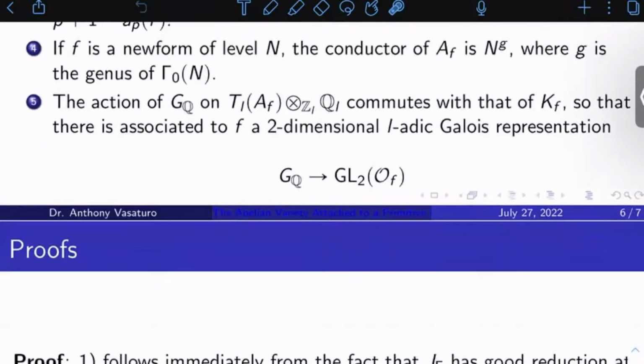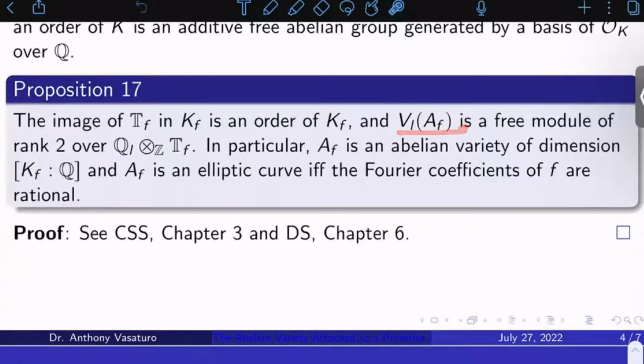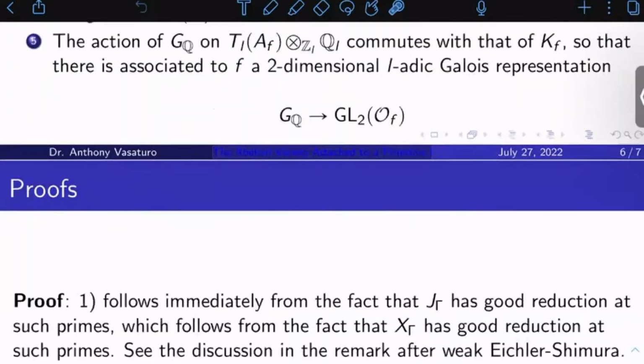Okay, the action of G_Q on the l-adic rational Tate module V_l of A_F, there's certainly a Galois action on that. We've talked about that a long time ago. It commutes with the action of K_F on V_l of A_F. And that's all just to say there is associated to F a 2-dimensional l-adic representation from G_Q to GL_2 of O_F. Okay, this is essentially just the fact that these actions commute combined with proposition 17, which says that V_l of A_F is a free module of rank 2 over Q_l tensor K_F. The rank 2 is what gives you ultimately this representation to GL_2 of O_F.